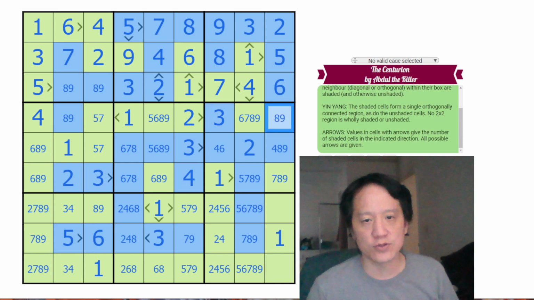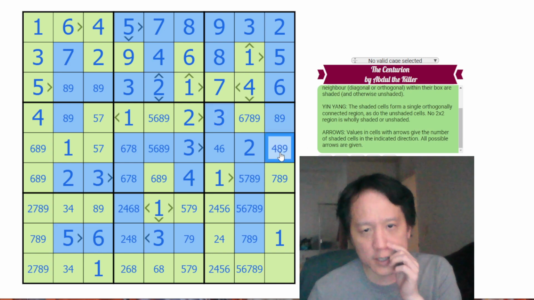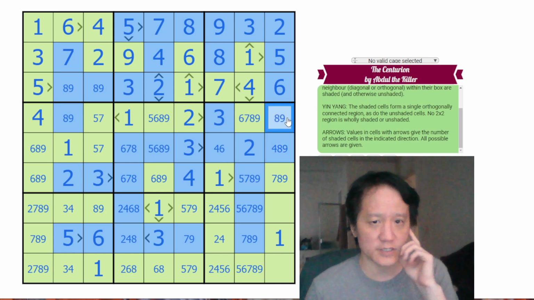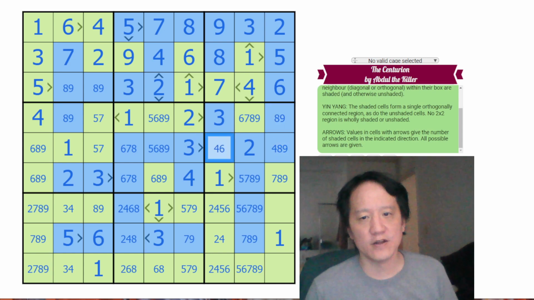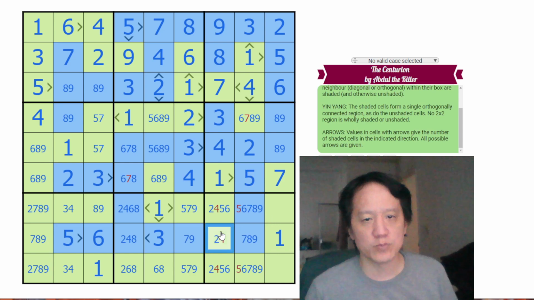So this can't be 3. 4 cannot be here anymore because it's not next to a 3. Therefore, this is 4. So this becomes 8, 9, 8, 9. This has to be 7. So this can't be 7. This has to be the 5 because it's the only place. This is 2. So this can't be 2. This has to be 4. And 2 is one of them. So this can't be 7.